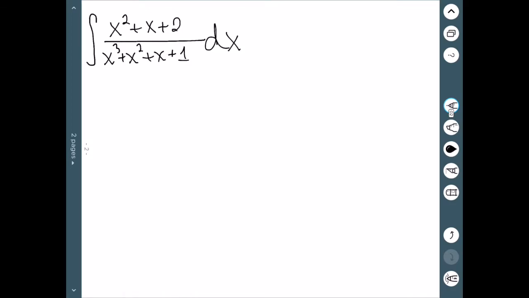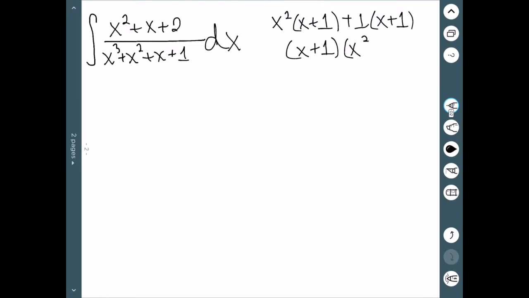We'll start with this example. If I look at the denominator, we do need to factor it. The first two terms have an x squared in common, and I'm left with x plus 1. And the second terms have nothing in common. We can then see that I can factor this into x plus 1 times x squared plus 1. And x squared plus 1 does not factor any further. Therefore, this is an irreducible quadratic term.